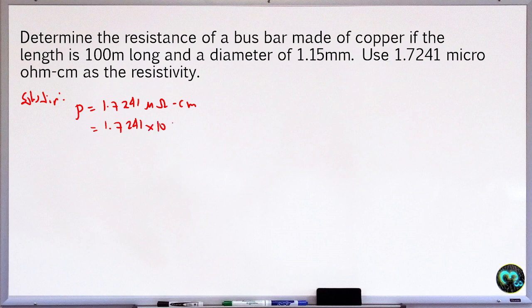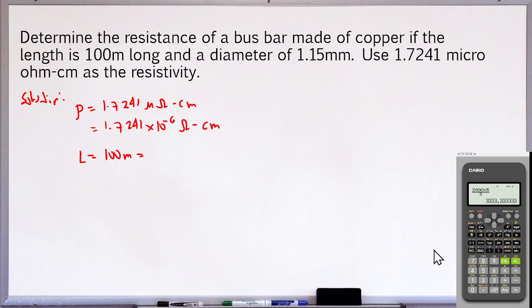7241 times 10 to the power of negative 6 ohm centimeter. So dapat all of our units must be also in centimeter and square centimeter, katulad doon sa table kanina. Okay, so our length is 100 meters. So, i-convert natin into centimeters. So, we just multiply this 1 by 100, no? Para maging centimeter. So, we have 100 times 100. So, this is equal to 10,000.